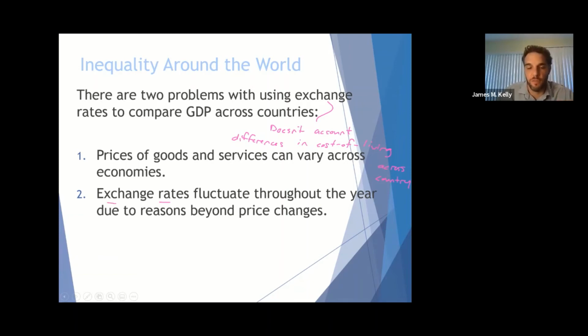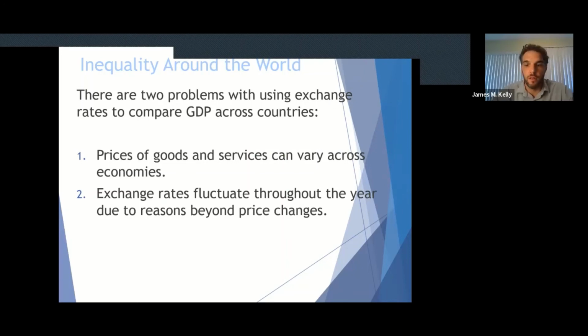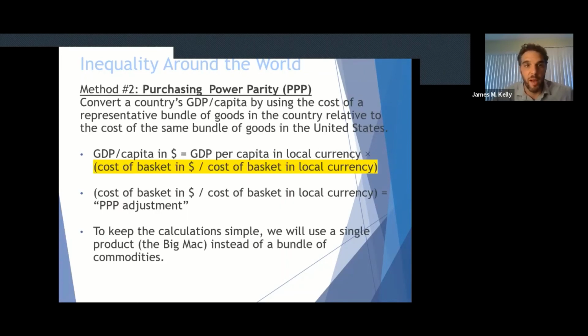Also, exchange rates fluctuate sometimes not because of changes in the cost of living in the home country. Sometimes exchange rates aren't going to be the best method for comparing real GDP and real GDP per person across countries. Rather, we have something called the purchasing power parity. And what that does is it uses a representative bundle of goods and the cost of that representative bundle of goods, and they compare what that cost is in one country to what that cost of the bundle of goods is in another country.